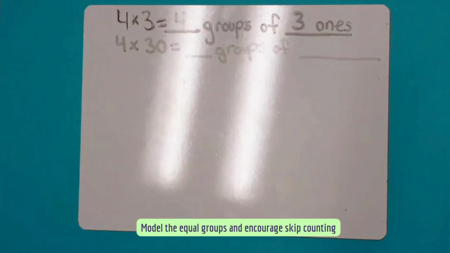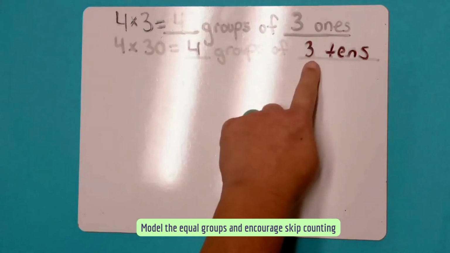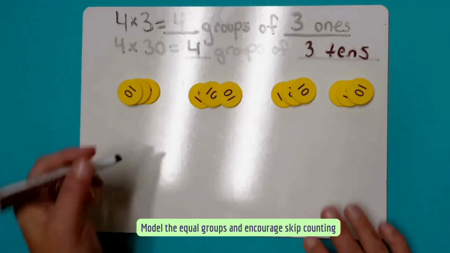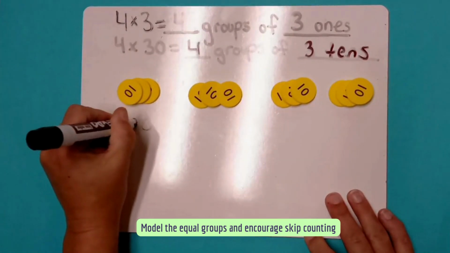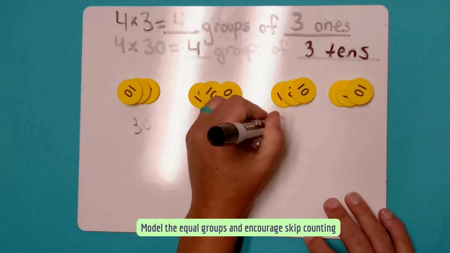Then progress to tens and hundreds using these same strategies. Notice here the vocab of using 3 tens versus the number 30. This encourages the skip counting of threes.